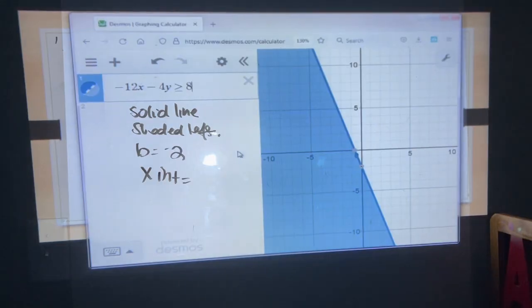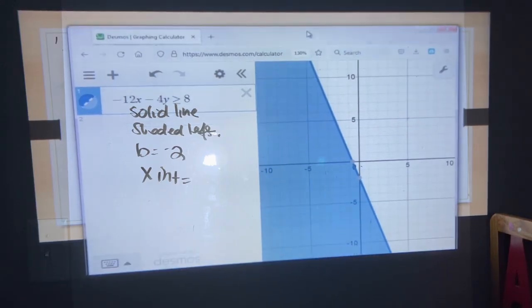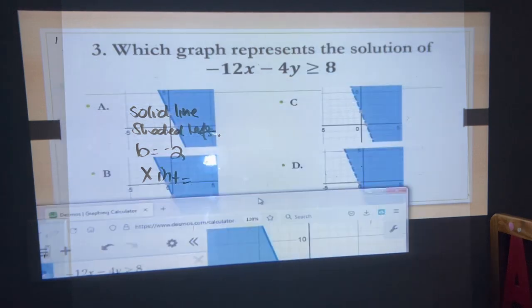Let me see. Oh no, that's not even -1. Anyway, but this is -2. So let's go with that. And then let's see if that's enough information for us to identify the correct answer. B is -2, solid line, shaded down.